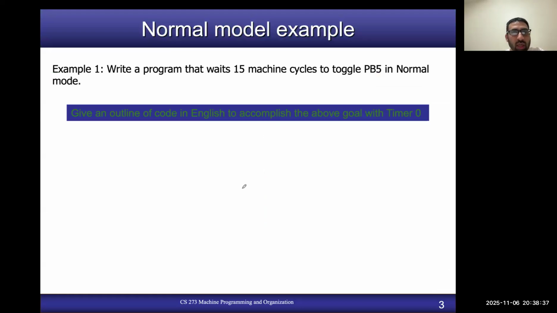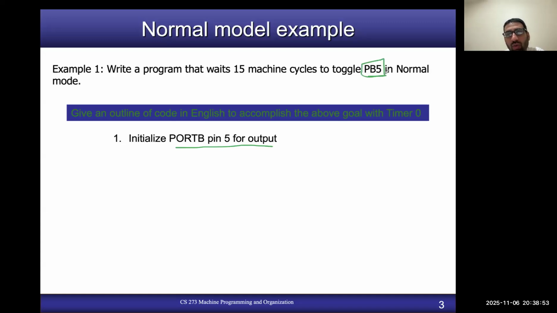Before writing the actual code, let's have a look at pseudocode written in plain English language. We are not using any symbols here. First we want to give an outline of the code. So here is the outline. We first need to initialize the port B pin 5 for the output. Why? Because we want to toggle this output.